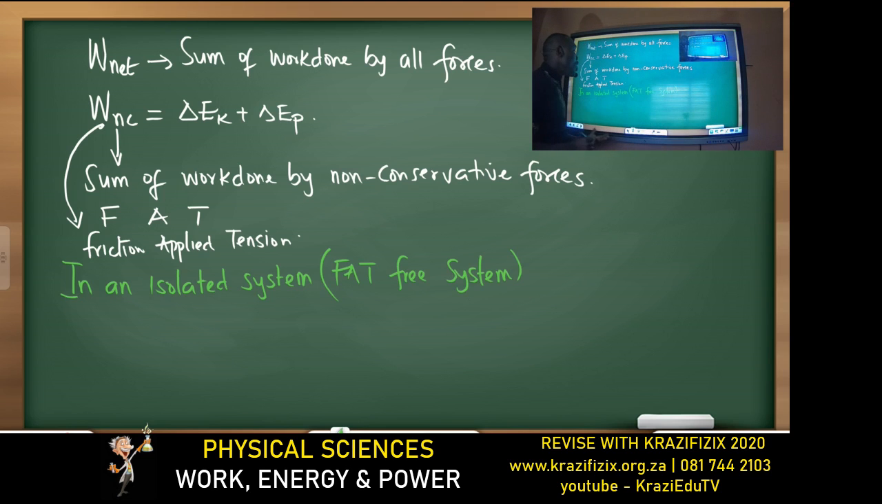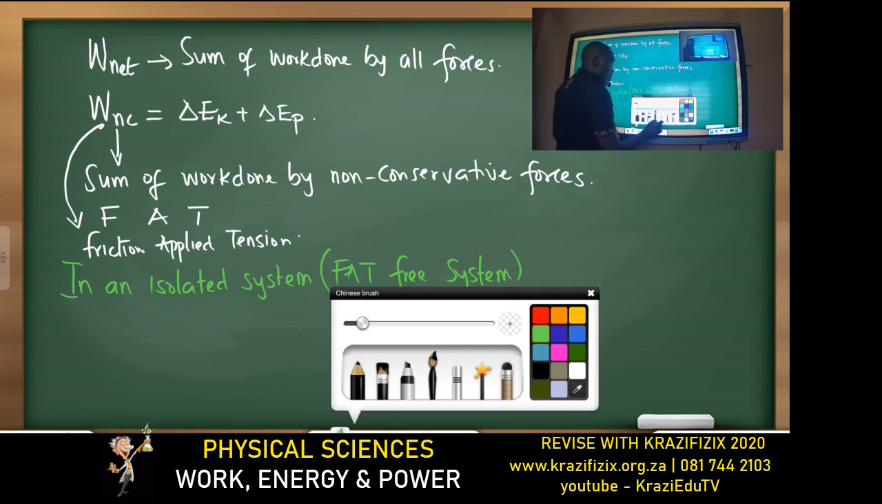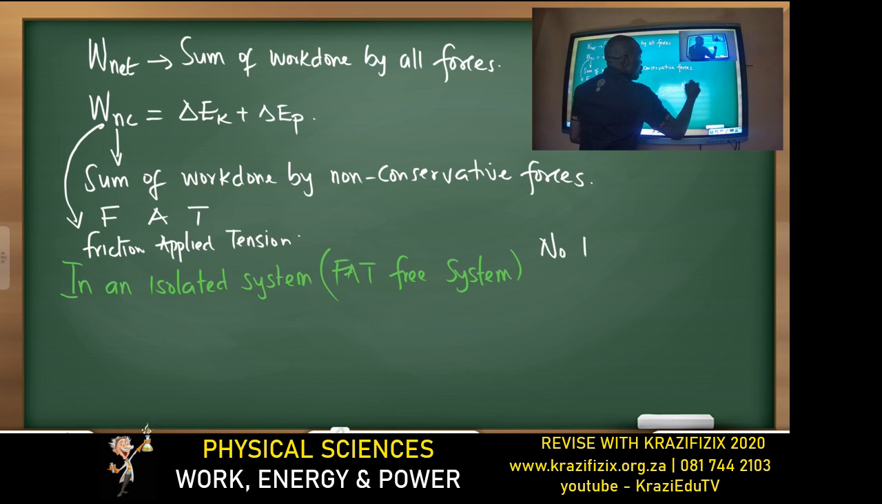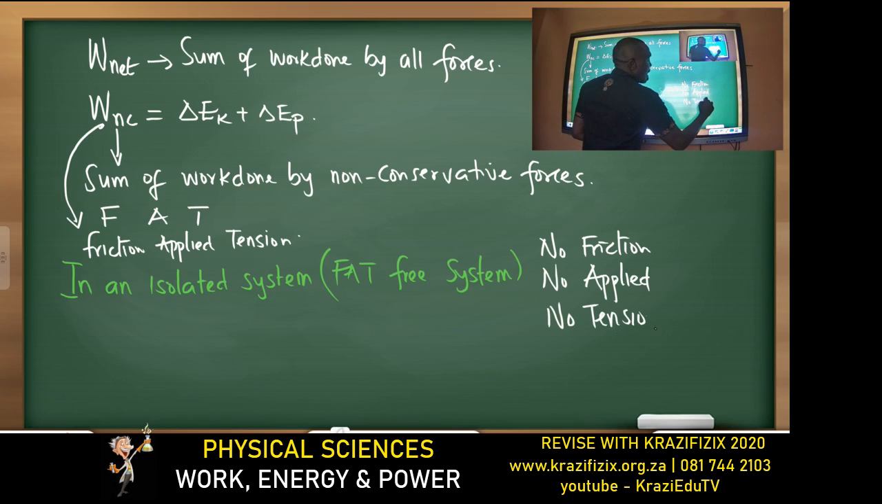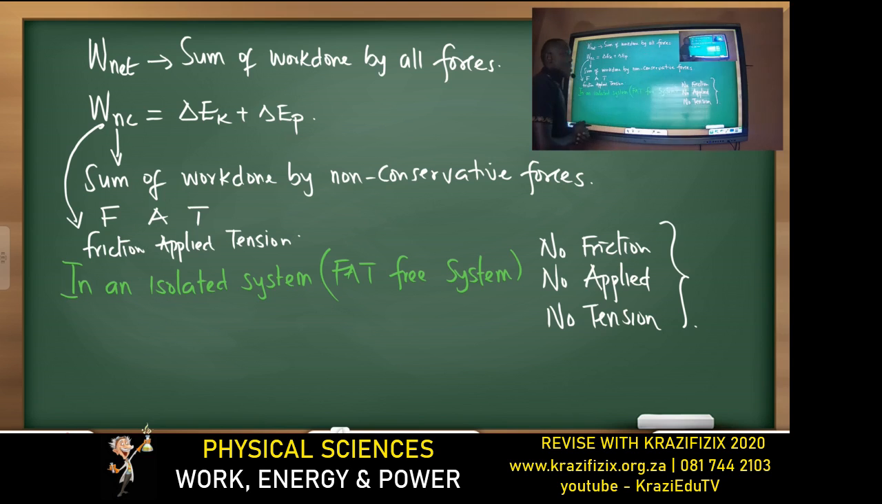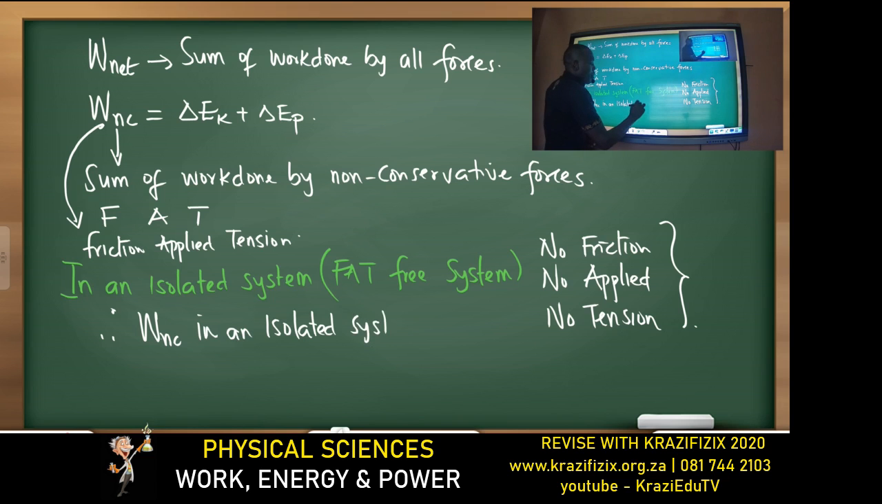It means we do not have any of these forces. Basically, we are saying there is no friction, there is no applied force, and there is no tension. It means these guys are not present. Therefore, the work done by non-conservative forces in an isolated system will be equal to 0.